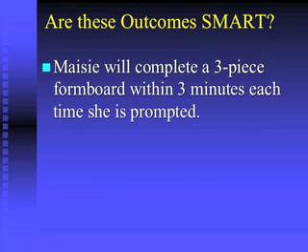Okay, go ahead and pause this one. All right, hopefully you decided this one was not SMART. The 3-piece form board certainly is not a relevant task. It's a task, not a skill. It certainly is specific and measurable, probably attainable, but it is not relevant and hopefully not tied to a priority.